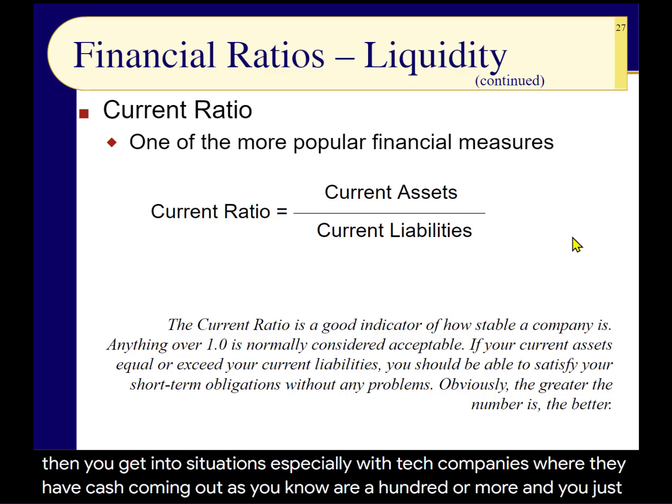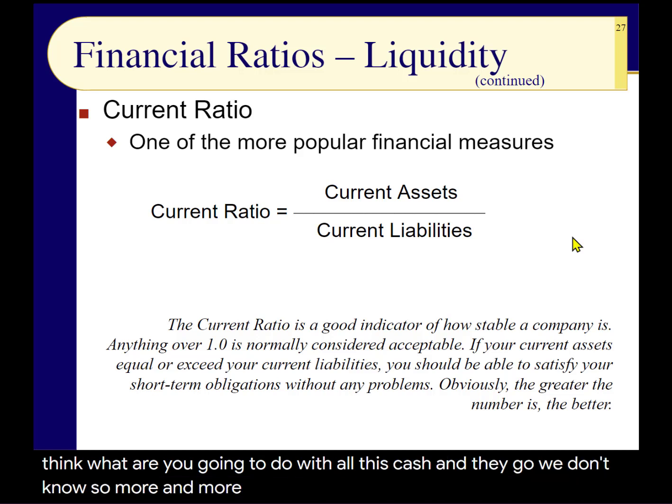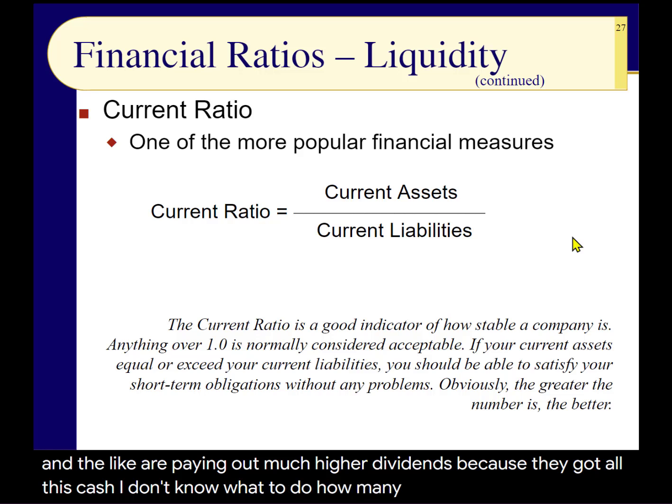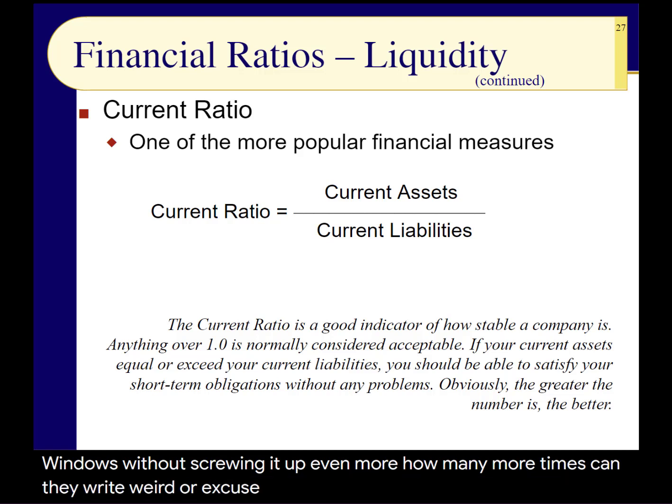And you just think, what are you going to do with all this cash? And they go, we don't know. So more and more of these companies like Apple, like Microsoft, and the like are paying out much higher dividends because they got all this cash. They don't know what to do. How many more times can they write Windows without screwing it up even more? How many more times can they write weird, or excuse?